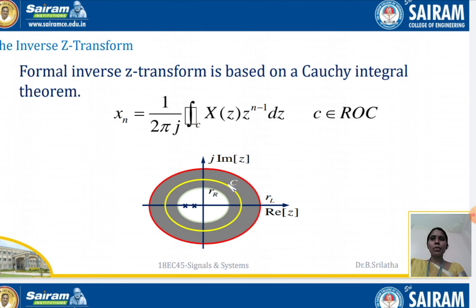x of n is equal to 1 by 2 pi j times the integral over C of X of z into z power n minus 1 dz, where C is a contour within the region of convergence of the Z transform. So this is the process of finding x of n from the Z transform X of z, and this is the formula we are using to find the inverse Z transform.